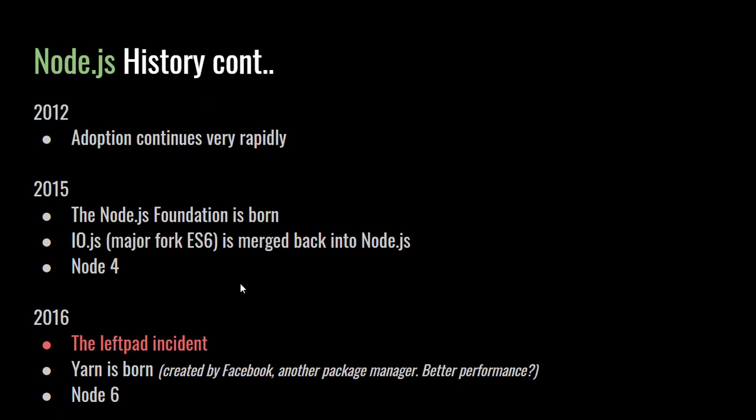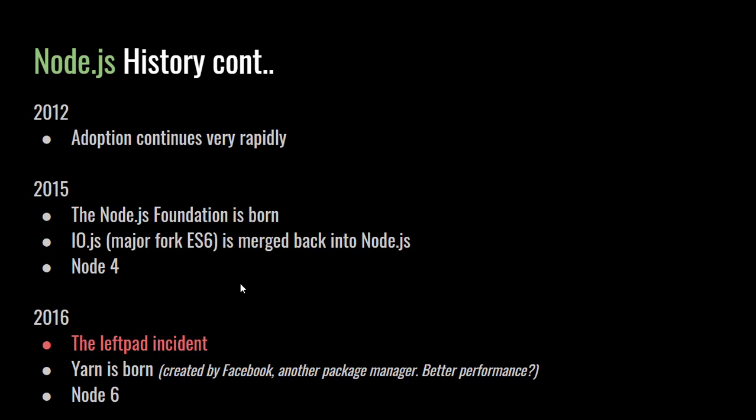2012. Now some of the things happened here. I just put the most important ones that I felt, but there's some other stuff that happened in between the years. But in 2012, adoption continually, very rapidly increased. 2015, the Node.js Foundation is born. io.js, which was a major fork in ES6, was merged back into Node.js. Basically a feature that allows some ES6 features and all of this stuff, so basically encapsulated inside of Node.js. Node 4 was released.